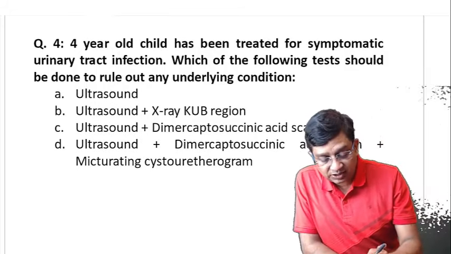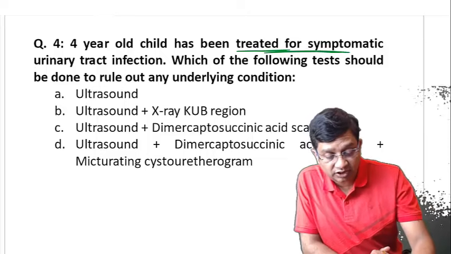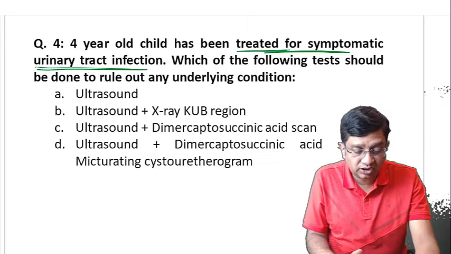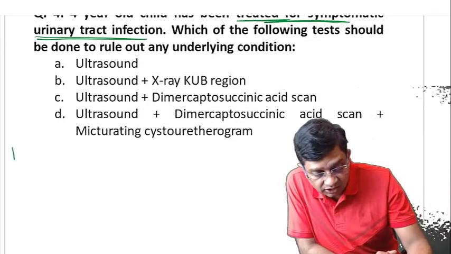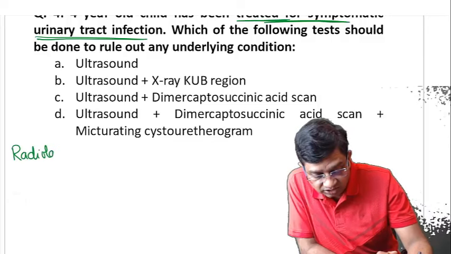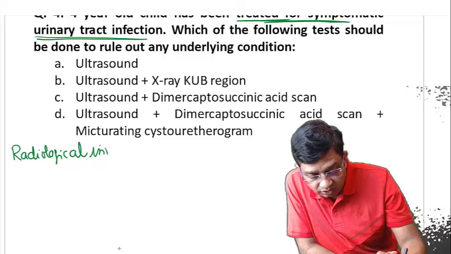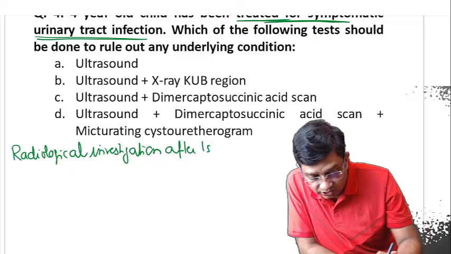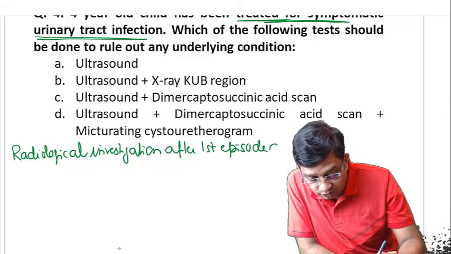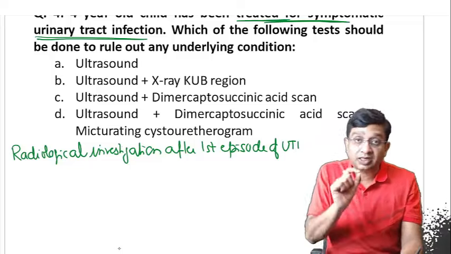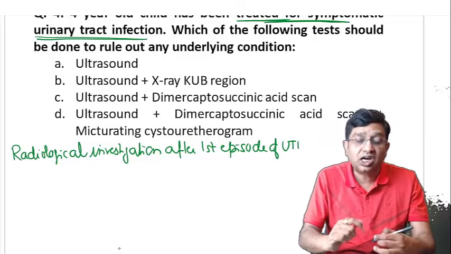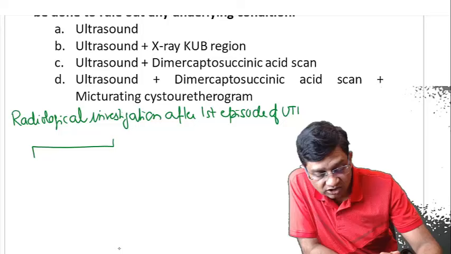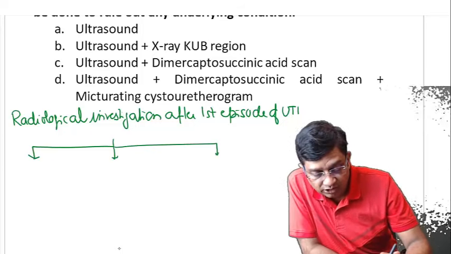A 4-year-old child has been treated for symptomatic urinary tract infection. Which of the following tests should be done to rule out any underlying condition? Now you should remember radiological investigation after the first episode of UTI. First episode of UTI means the UTI which was symptomatic and which was treated. Now in the child there might be some underlying problem, so you need to rule that out. Which investigation needs to be done will depend upon the age of the child.